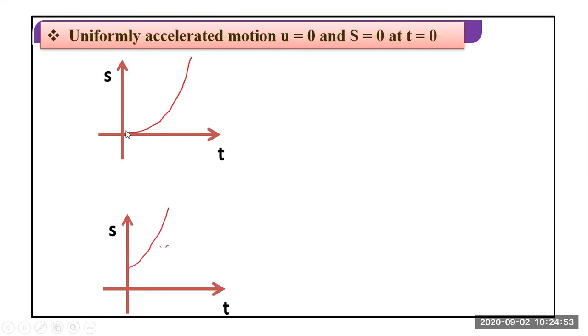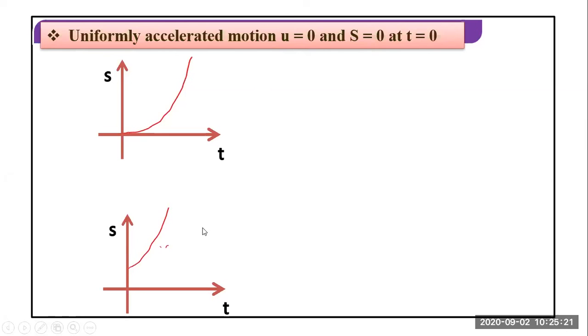And initial velocity, if you see, I have written here u equal to 0. So u equal to 0 at t equal to 0. What does it mean? The velocity is 0 at time t equal to 0. So you can see here the slope at t equal to 0. How much is the slope? Is it 0? Slope here is 0. So 0 slope means 0 velocity, and position S is also 0. So you can see it is starting from the origin. So S was also 0 initially.